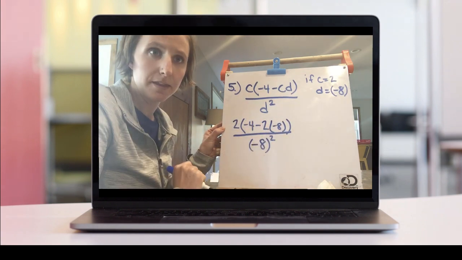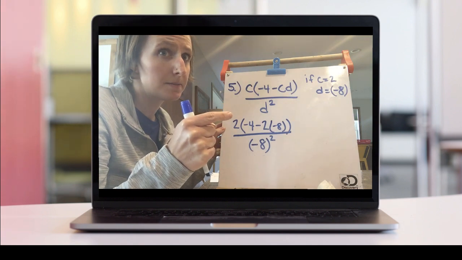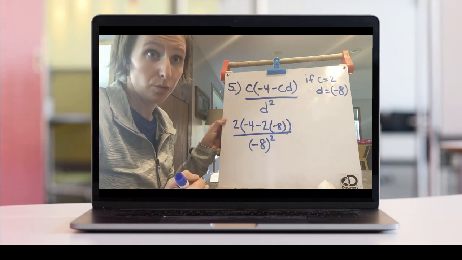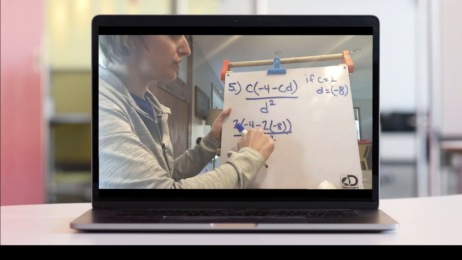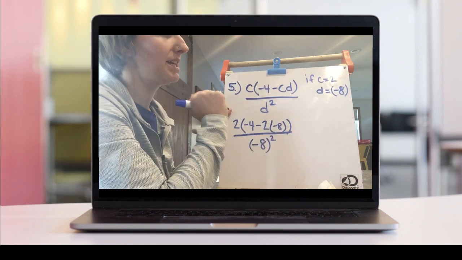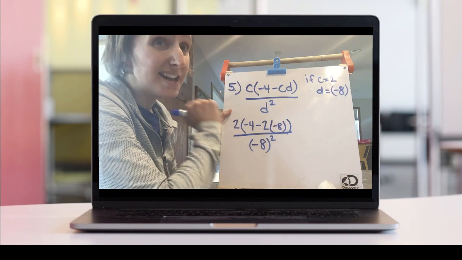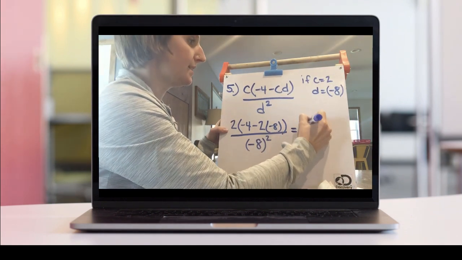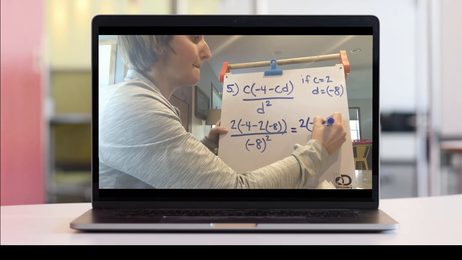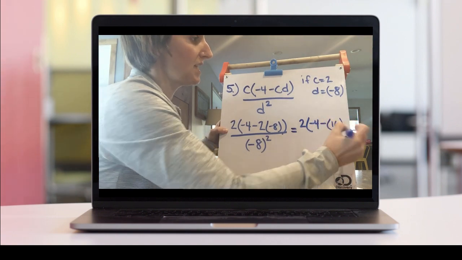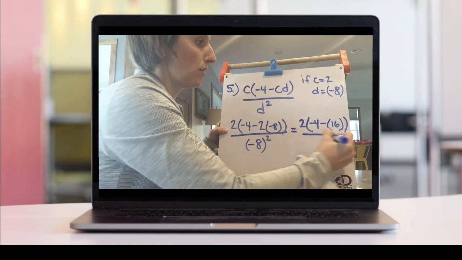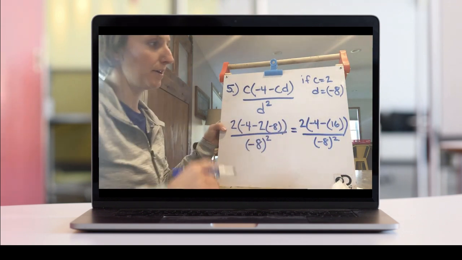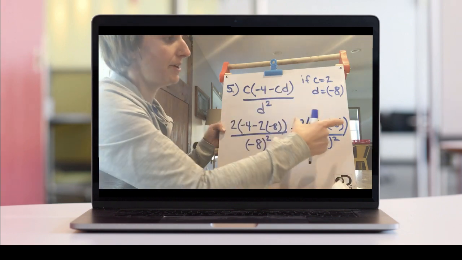Which one am I going to start with? Got to use order of operations. The multiplication. M comes before S in order of operations. So 2 times a negative 8, that's going to give me a negative 16. So I'm going to rewrite this over here. I'm going to have 2 times a negative 4 minus 16 over negative 8 squared.